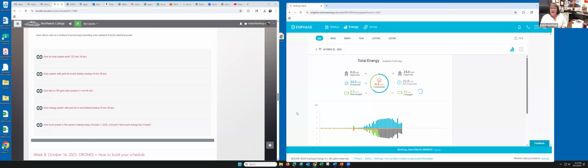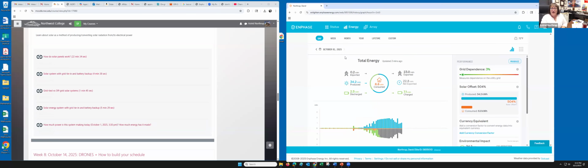If I go to the next screen, you can see my total energy for October 1st, and you can see that we have color changes.